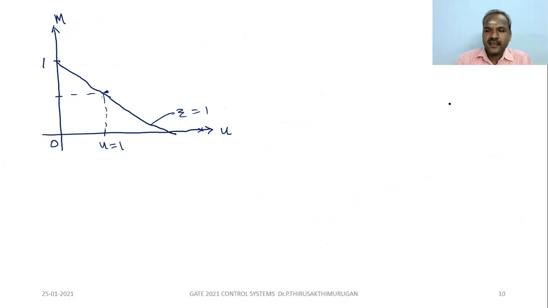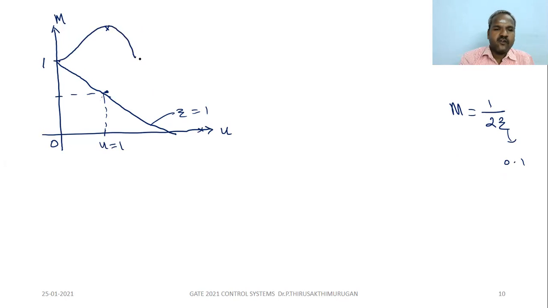Suppose magnitude is 1 by 2 zeta, and the zeta value is 0.1. So what happened? 2 into 0.1, 0.2. So 1 by 0.2, what is the value? It will be higher than 1. So in that case, we will be getting some maximum. Suppose this value is very high, more than 1. So in that case, the standard second order curve will fall like this.